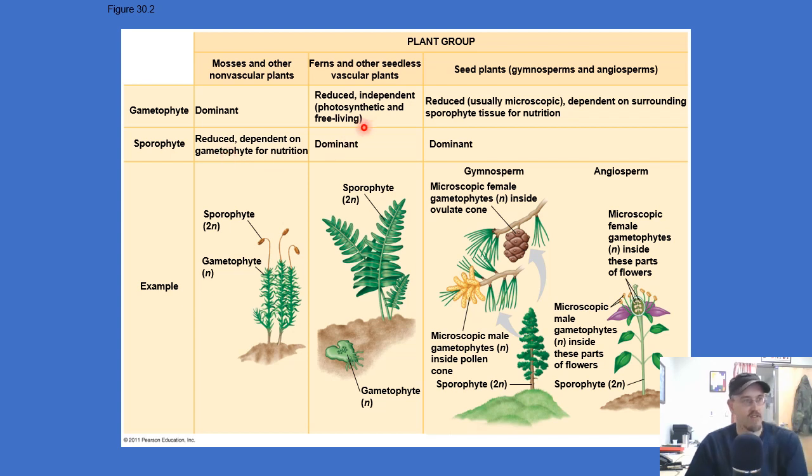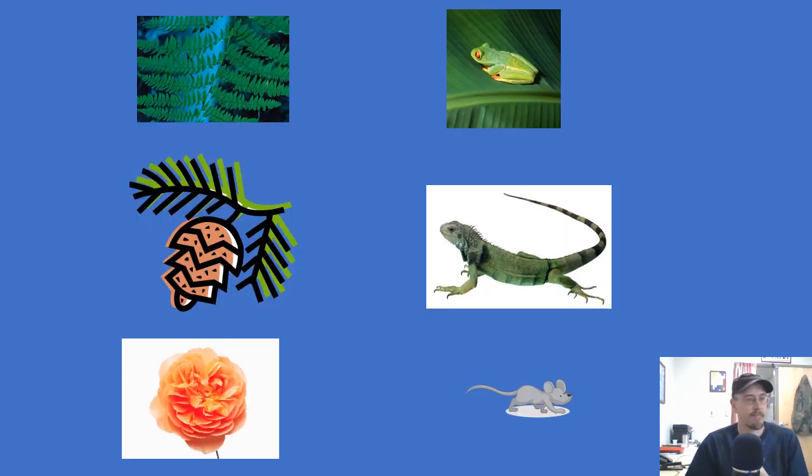Now we move to the ferns. Now we have a gametophyte that's small. It can live on its own. It can photosynthesize. It's free living. But the sporophyte lives longer and is bigger and dominant. Then we move into seed plants. In this case, the gametophyte is so small that it's typically microscopic. It can't photosynthesize, so it gets all of its nutrition from the parent plant. The sporophyte's dominant. And then we can see some images of the gymnosperms, which make cones, and the angiosperms, which make flowers. I'll let you review that. Now, I like to think of it this way.